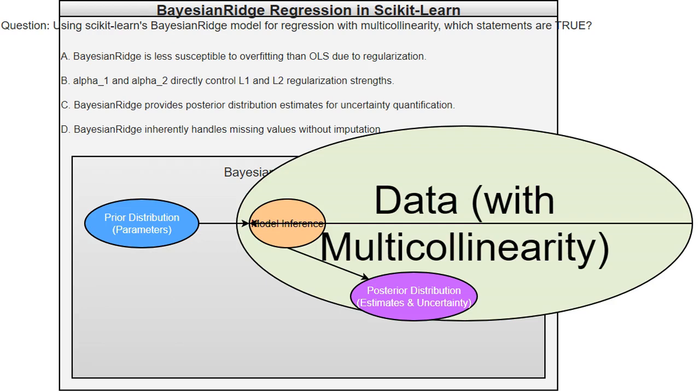This refers to the dataset that I'm using to train the BayesianRidge model. Multicollinearity means that some of my predictor variables are highly correlated. It's like having multiple witnesses to a crime who are all telling a similar story. While not necessarily a bad thing, it can make it difficult for some regression models to determine the impact of each witness individually. This is the problem statement.